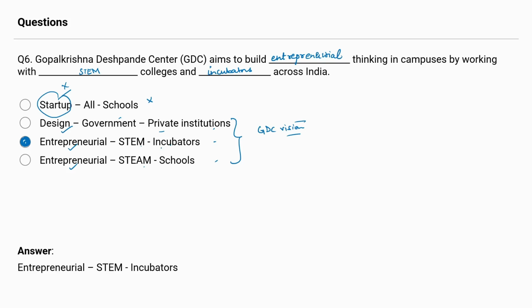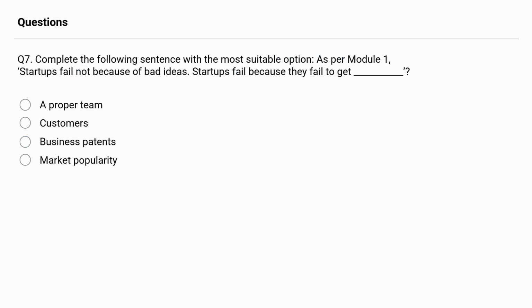All right. Let's come to our question number seven, which is: complete the following sentence with the most suitable option as per module one. Startups fail not because of bad ideas. Startups fail because they fail to get dash. What is it that they fail to get? Again, it's a single correct answer question. You've got option A, B, C, and D. The options are a proper team, customers, business patents, and market popularity.